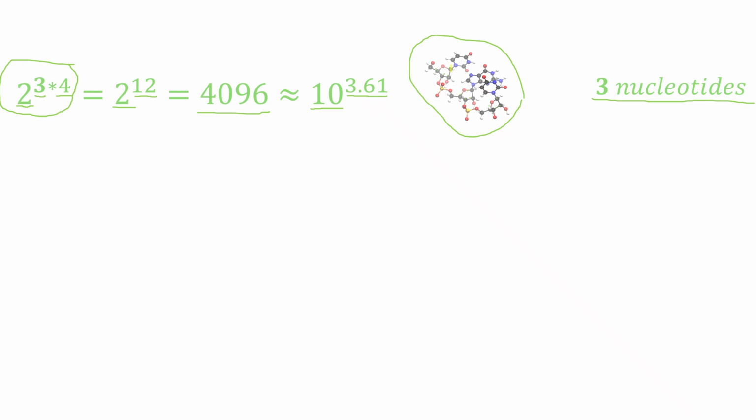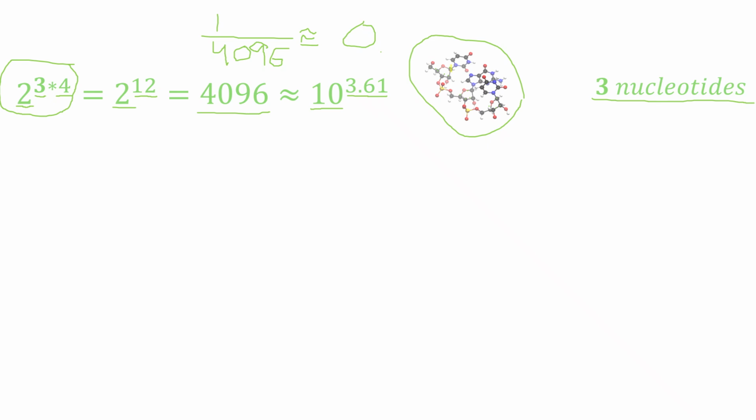So then there's a chance of 1 over 4096. That's a very small number, basically 0. So we understand that it's very unlikely, if it were just by chance, that this would be oriented in that combination for just 3 nucleotides.